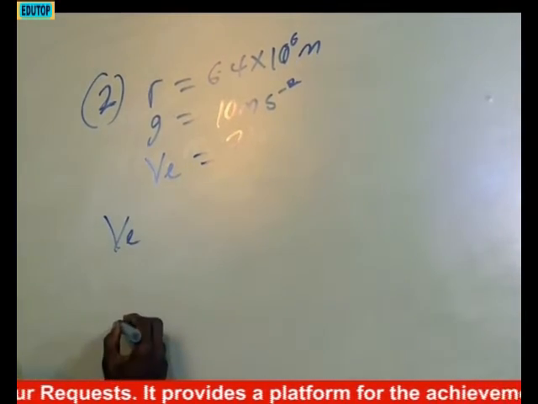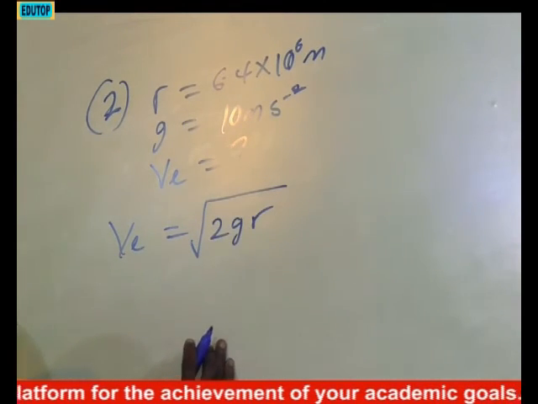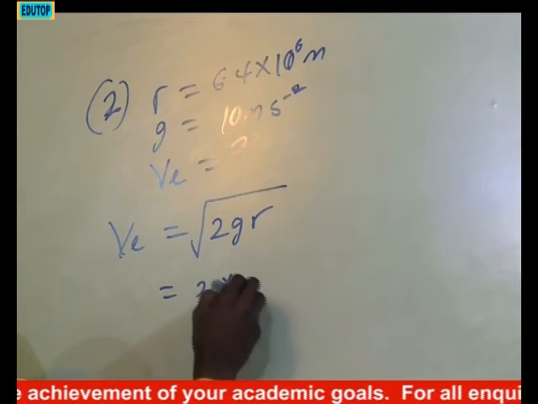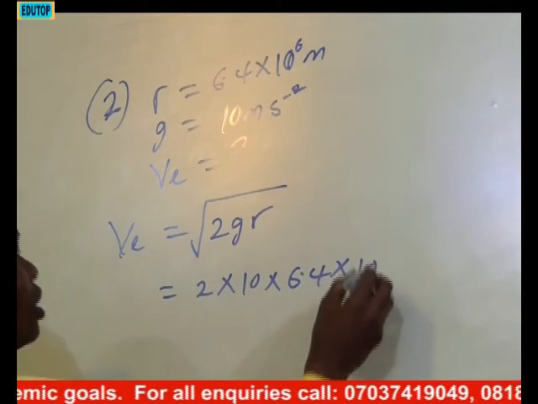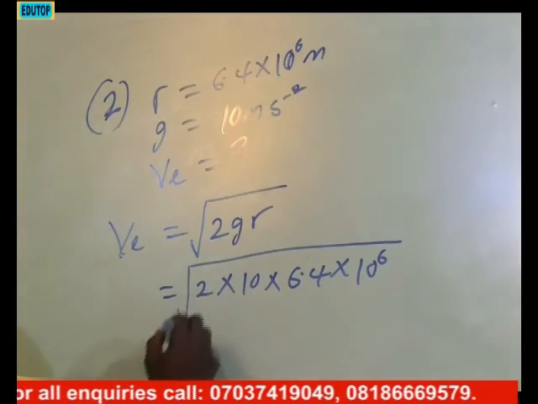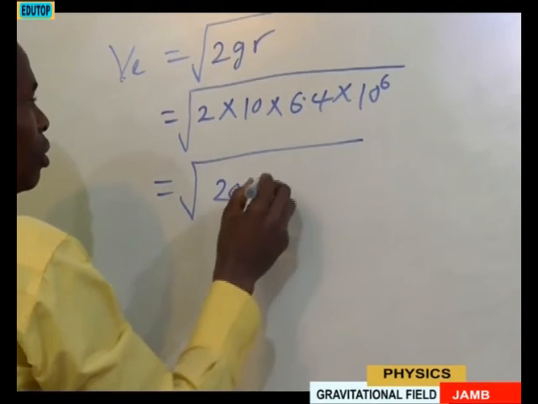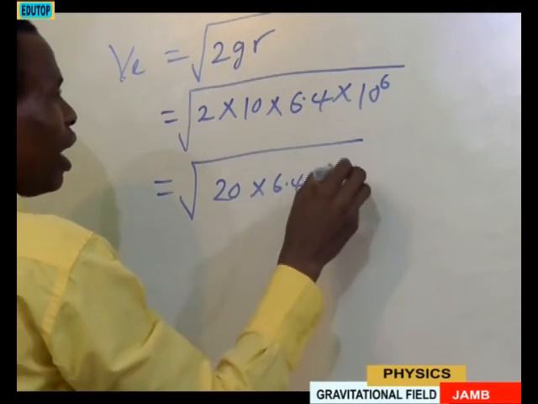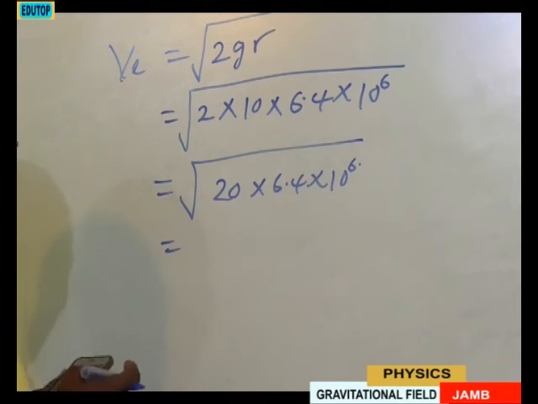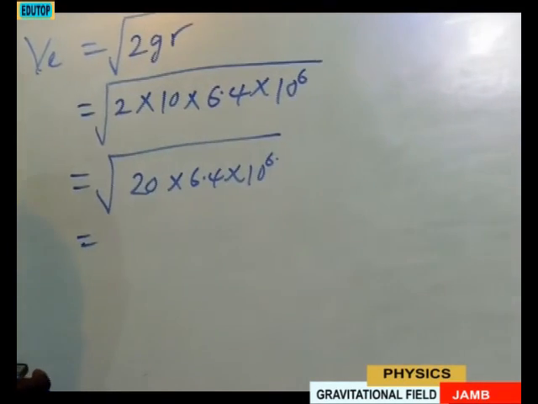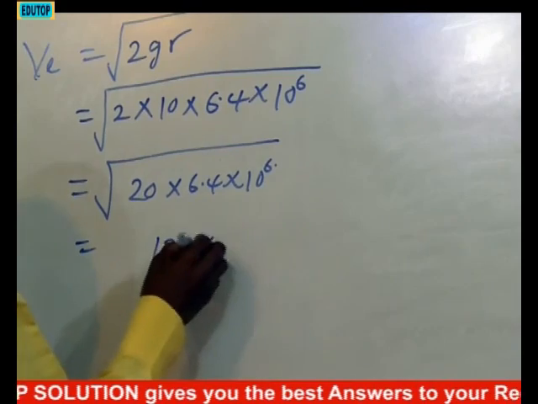Mathematically, the escape velocity is given by the square root of 2gR, which is equal to the square root of 2 times 10 times our radius 6.4 times 10 raised to the power 6. This is equal to 2 times 10, which is 20, times 6.4 times 10 raised to the power 6. And we can evaluate the value of 20 times 6.4. We are going to have 128 times 10.